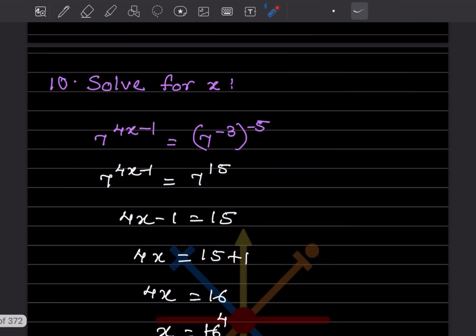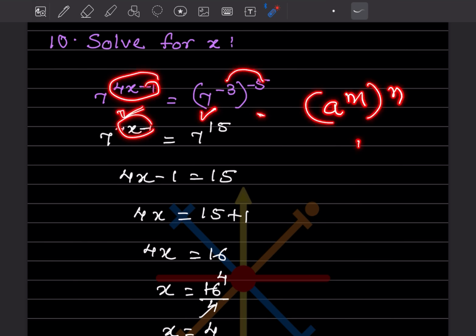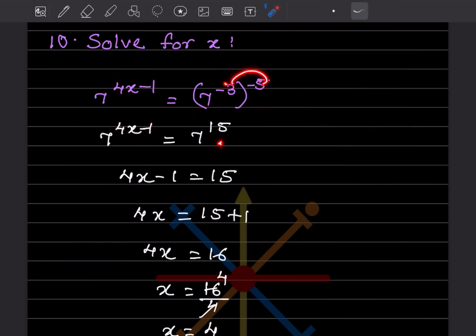Now solve for x. Now can you see both the bases are the same, so this comes under exponents. Now this is as it is, but when you multiply this, because a raised to m, raised to n, will be a raised to mn. So minus minus becomes plus, so 5 3s are 15. So now since the base is the same, the exponents should be the same. So ignore the base. So 4x minus 1 is 15.